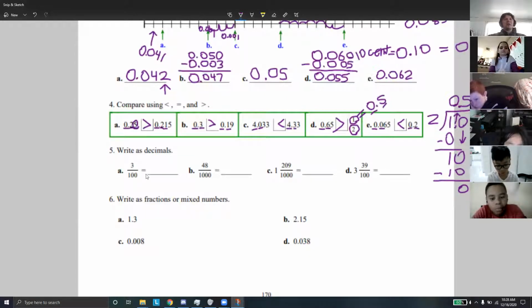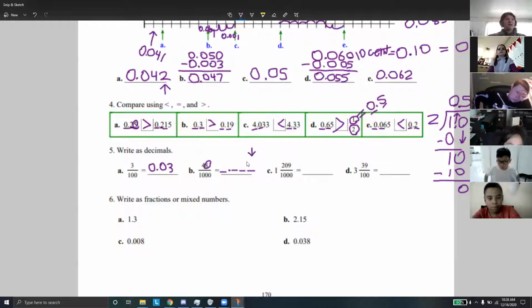Write as decimals. Oh, we were kind of practicing this. This is 3 out of 100, so we should have a 3 in the 100th place. This is 48 out of 1,000. So what we're going to do is set up our number: ones place, decimal, 10th place, 100th place, 1,000th place. I know the last digit is going to be in the 1,000th place, and then we write the number backwards from there. So we have the 4 here, and then we just fill in 0 for everything else. There we go, that's 48 thousandths.